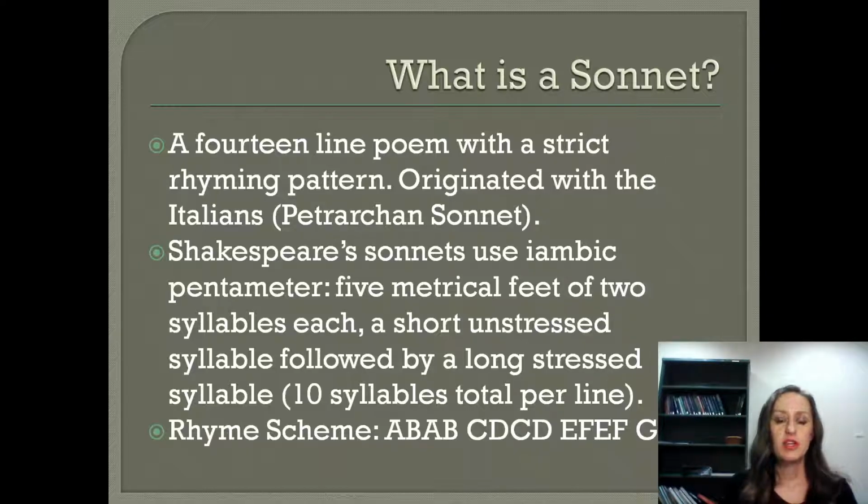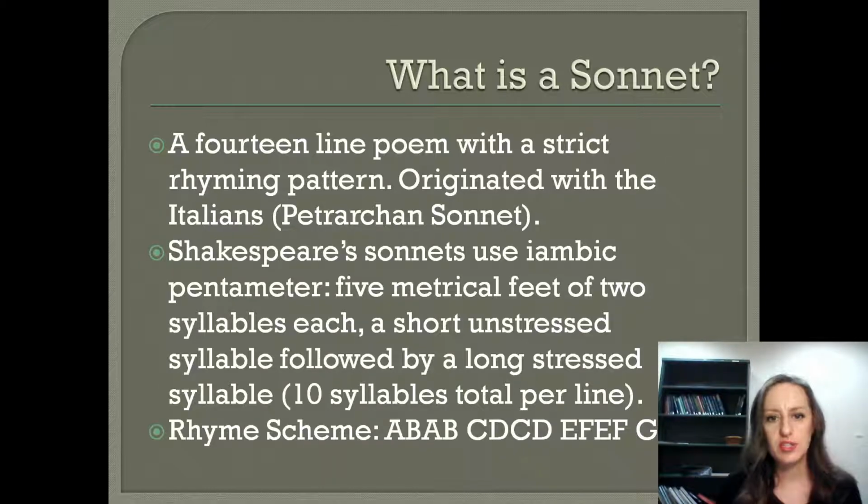Shakespeare's sonnets use iambic pentameter. Hopefully, you've heard of that before because it's a really important foundational structure of English poetry. In iambic pentameter, there are 5 metrical feet of 2 syllables each for each line in the poem. Shakespeare uses iambic pentameter all the time, even throughout his plays, but it's definitely in the sonnets. The pattern is a short unstressed syllable followed by a long stressed syllable for 10 total syllables per line. That's the da da da da da da da da da da rhythm. We'll take a look at that in just a minute.